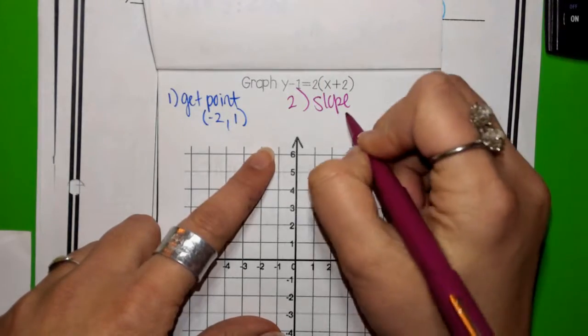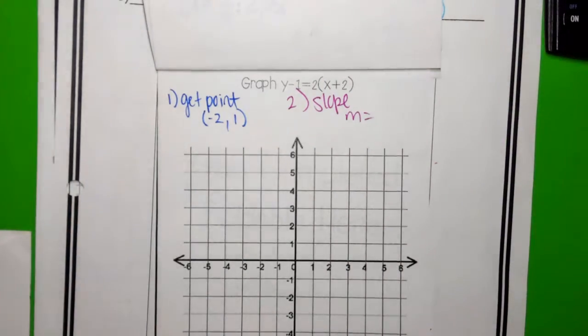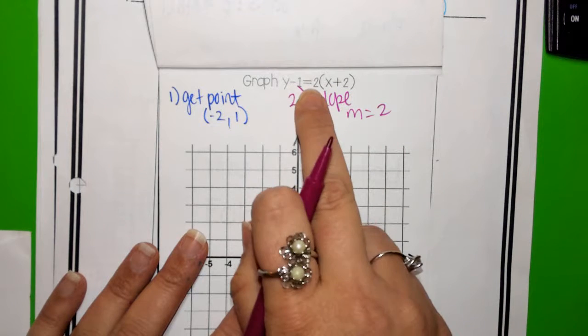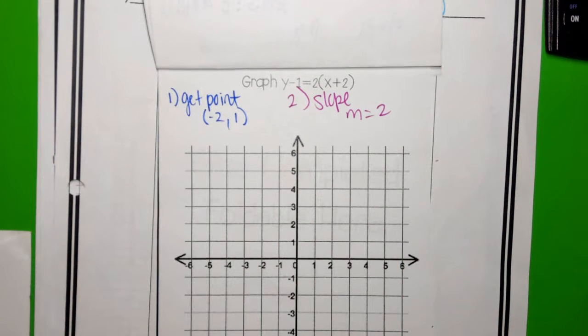So what is our slope? 2. It's the number in front of parentheses, always.